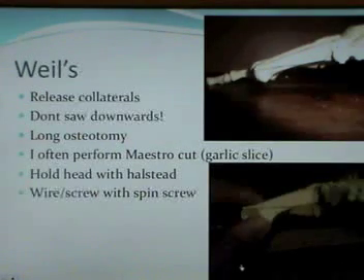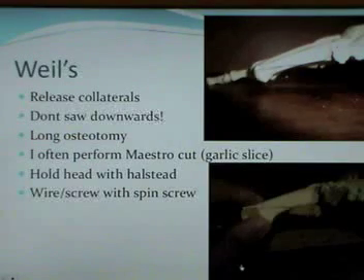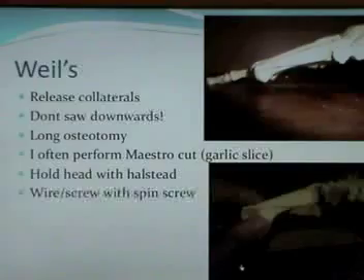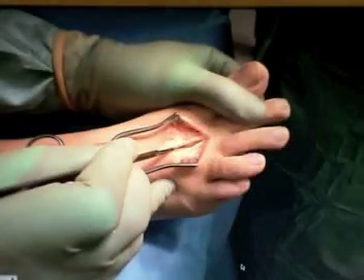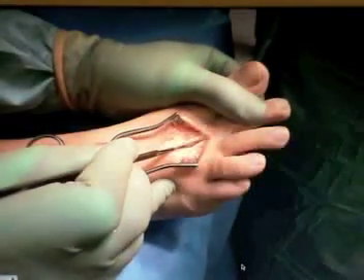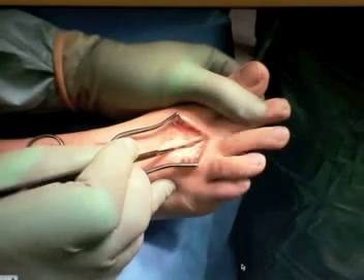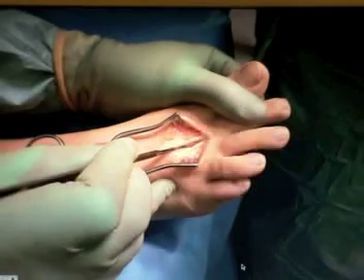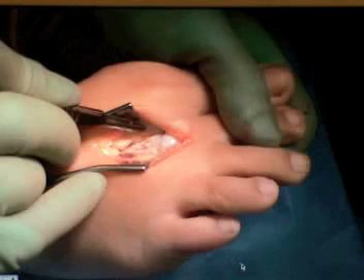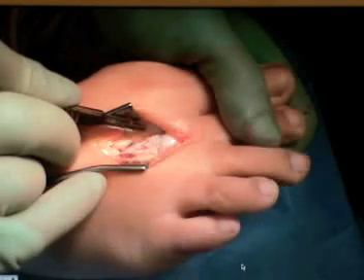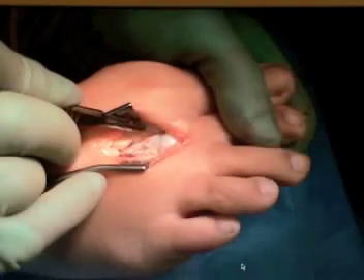And this can be held with a Hohmann, and then use a wire to make a guide hole for a screw. I often use a second cut, and we're going to have a look at some clinical pictures now. So to find the metatarsal shaft, we make an incision in between the extensor tendons. We release the collaterals by turning the blade at 45 degrees and cutting into the side of the metatarsal head.